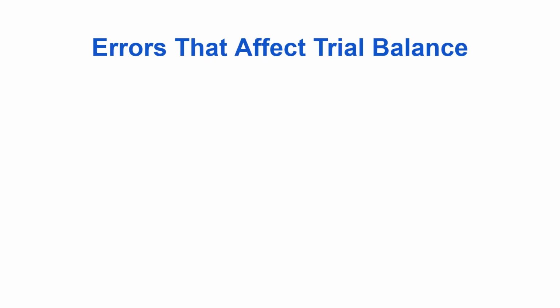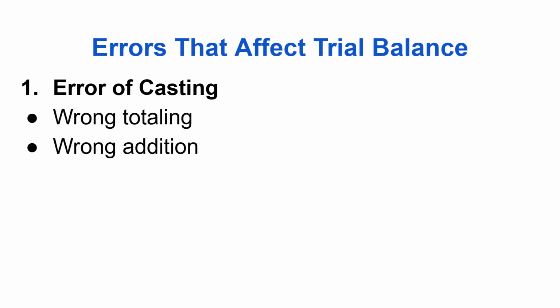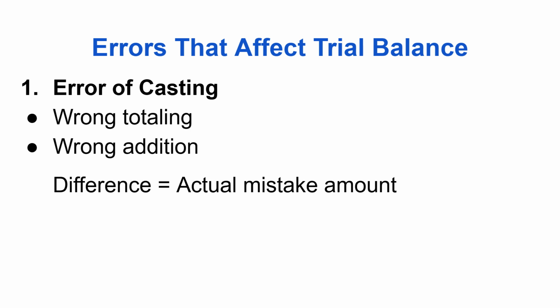Errors that affect trial balance, error of casting. Error of casting, wrong totaling, wrong addition. Casting error means wrong addition, not debit or credit confusion. This error happens mostly in accounts with many figures. Difference is equal to actual mistake amount. If difference looks small and odd, suspect casting error.